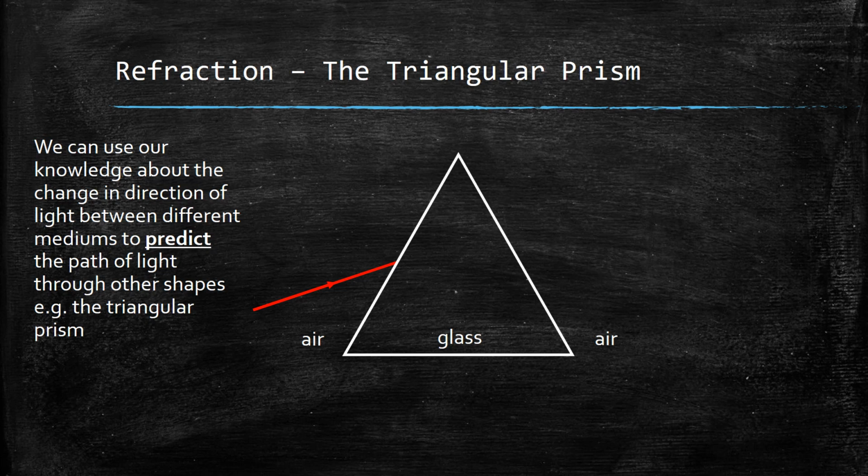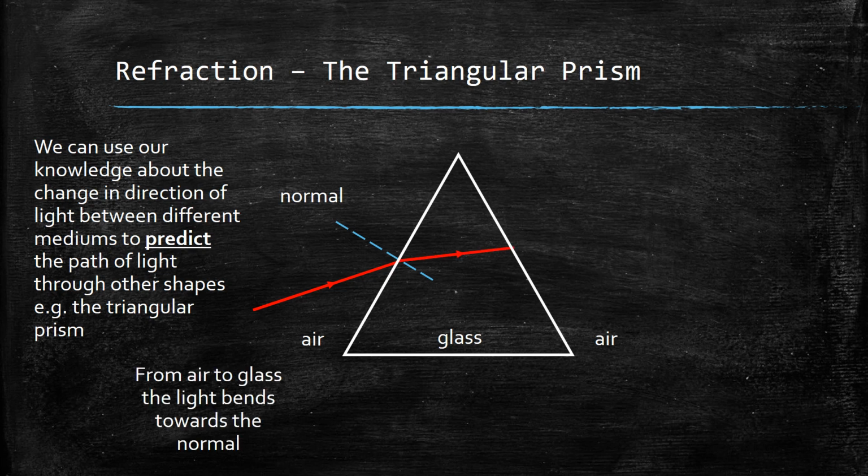We see an incident ray going into the surface, and we draw a normal. We can predict that the light ray will be refracted towards the normal because we're moving from a less dense medium to a more dense medium. Then we draw another normal, and we can predict that the ray of light will now refract away from the normal because we're moving from a more dense medium to a less dense medium.